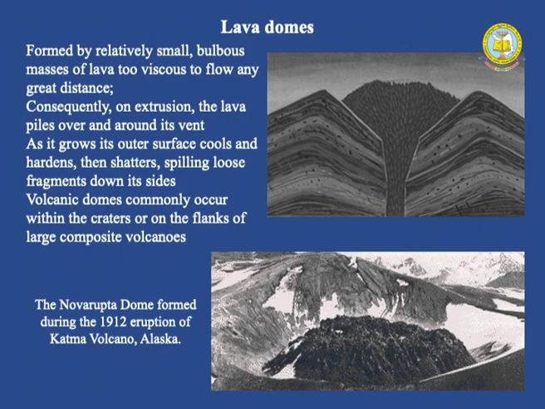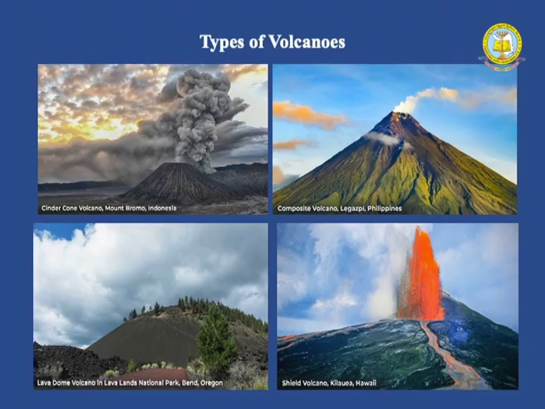Then we have lava domes. It is typically very viscous lava that does not flow much distance. As a result, it is deposited within nearby areas. This we can see in parts of Alaska. This is a real picture of lava domes. So these are the different types of volcanoes that we can see.